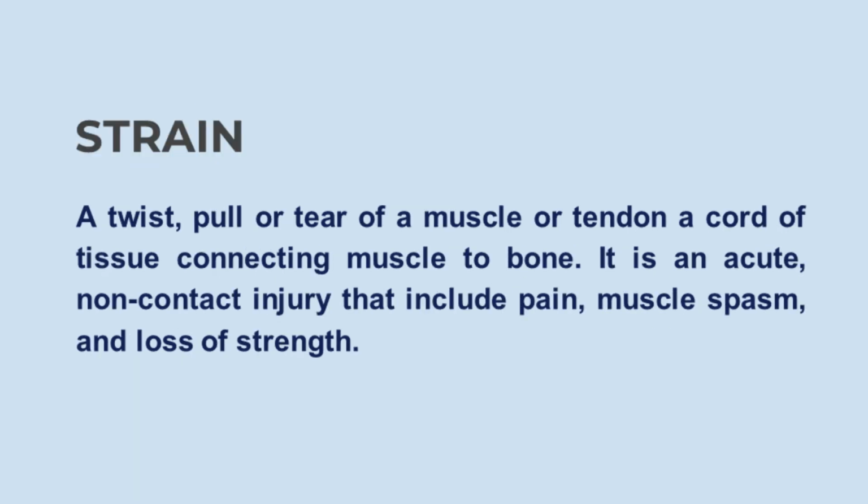Second is strain. So a strain is a twist, pull, or tear of a muscle or tendon, a cord of tissue connecting muscle to bone. So it is an acute non-contact injury that include pain, muscle spasm, and loss of strength.